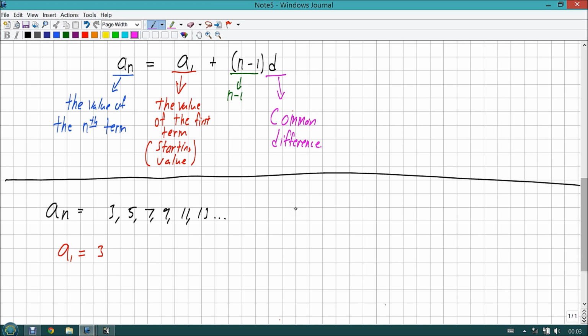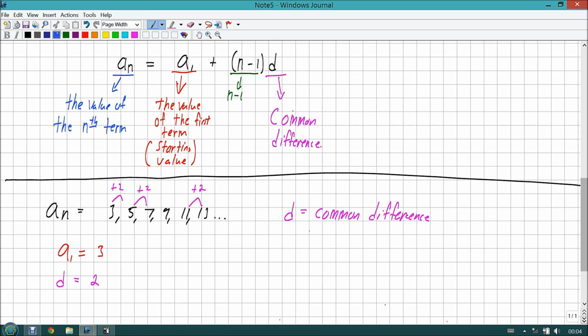Now, the D is the common difference. If I look between any two terms, from 11 to 13, I add 2. From 5 to 7, I add 2. From 3 to 5, I add 2. So in this particular case, my common difference is 2.